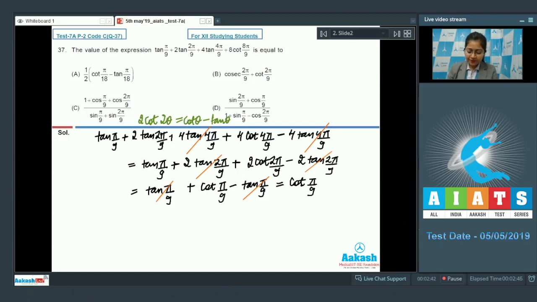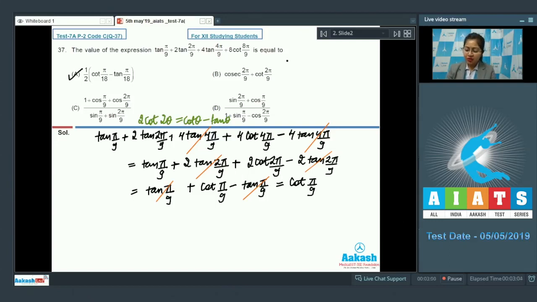Option number A, we are given cot theta minus tan theta, that is equal to 2 times cot 2 theta, that is 2 times cot 2 pi by 9. The 1 by 2 will get cancelled, so it is equal to cot pi by 9. So option number A is correct.